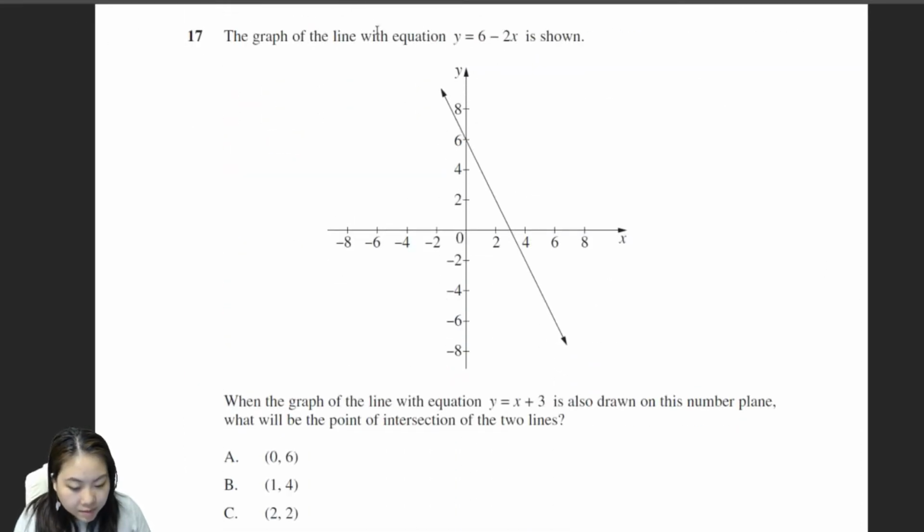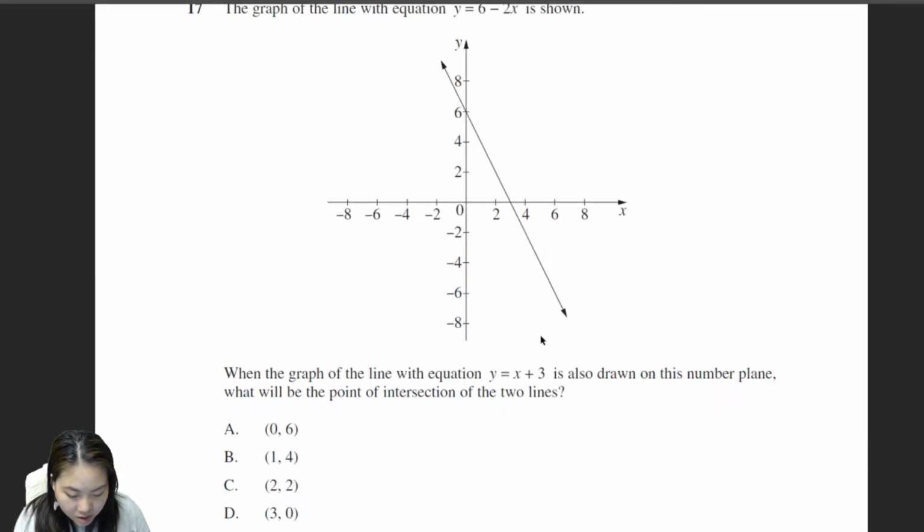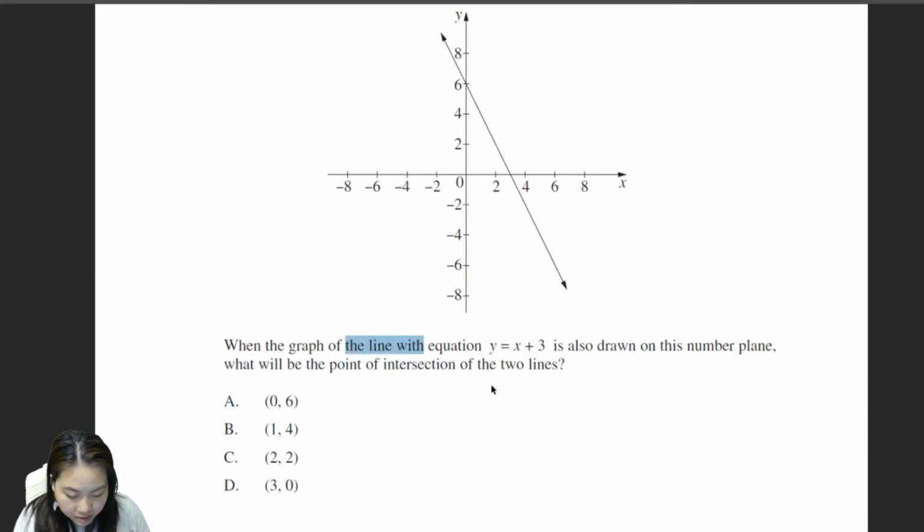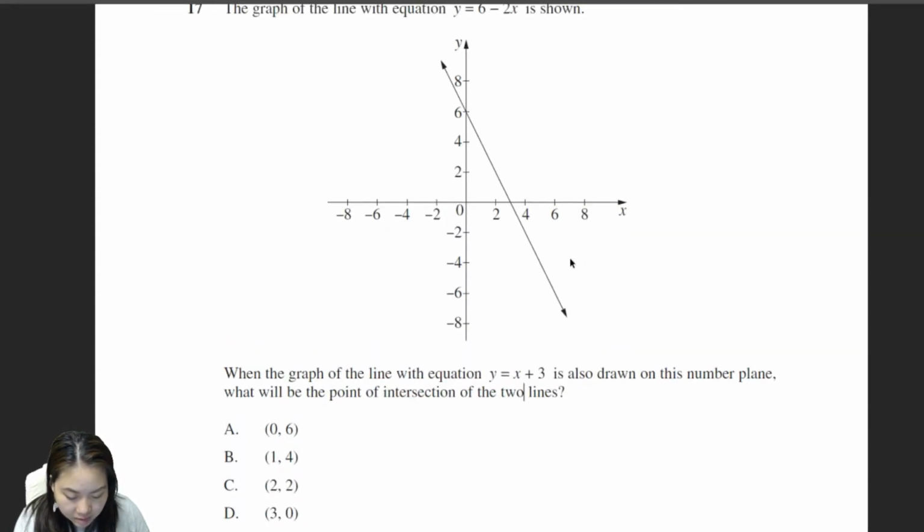17. The graph of the line with the equation y equals 6 minus 2x is shown. When the graph of the line with equation y is equal to x plus 3 is also shown on this number plane, what would be the point of intersection of these two lines? On the line y equals x plus 3, let's draw them. I wish I could draw on these, but you just have to follow my cursor closely, I guess.